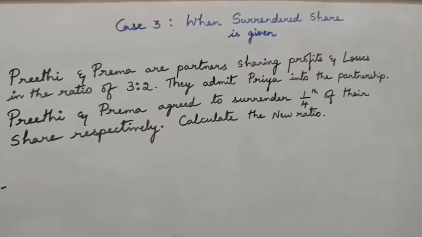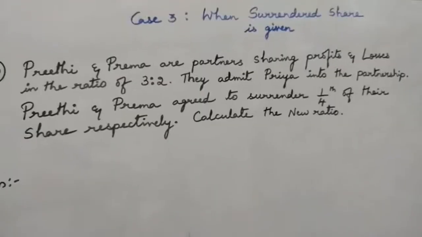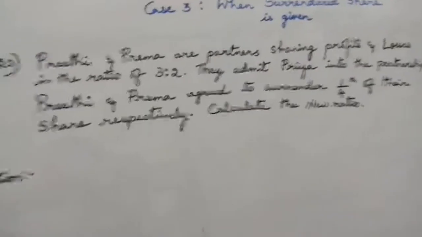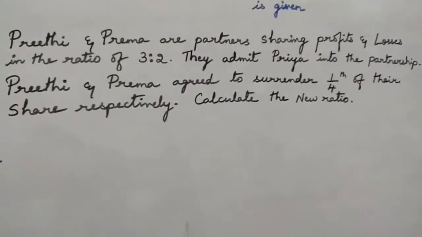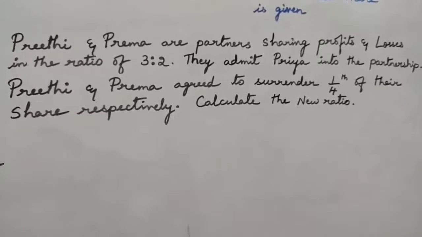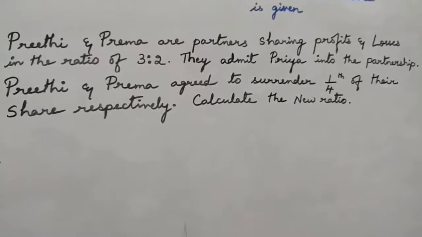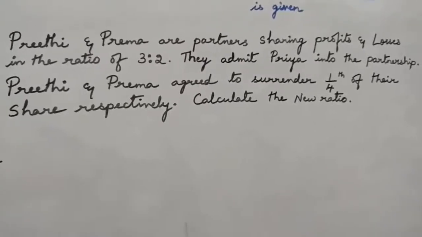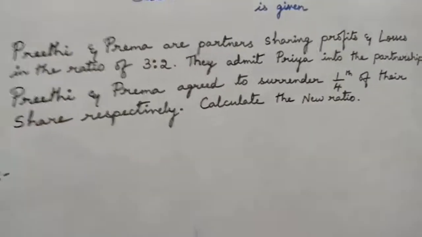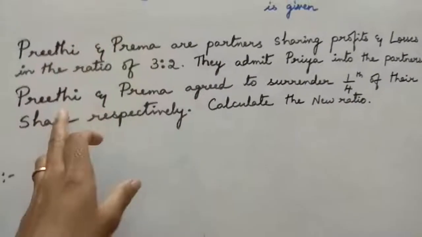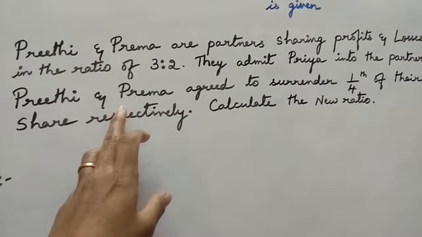Now coming to case 3. This is related to when the surrendered share is given in the question, how we are going to calculate the new ratio. So let us see question number 20 given here and read it. Preeti and Prema are partners sharing profit and losses in the ratio of 3:2. They admit Priya into the partnership and both have agreed to surrender 1/4 of their share respectively. So there is no change. Equally, 1/4 share has been surrendered by Preeti and Prema.